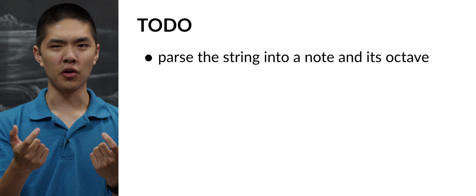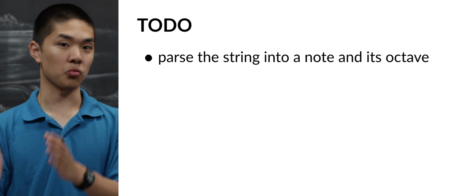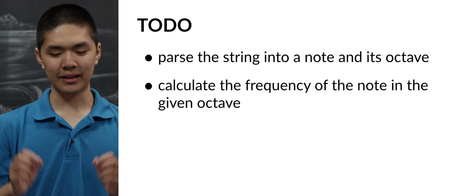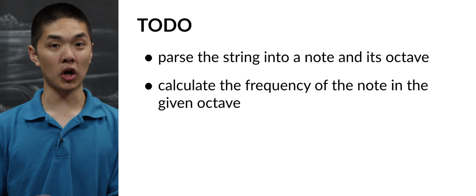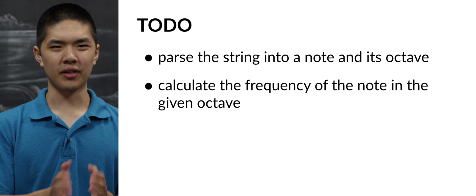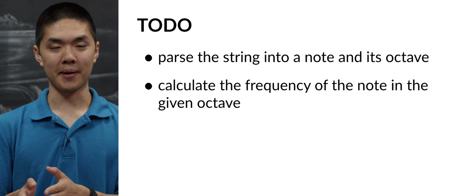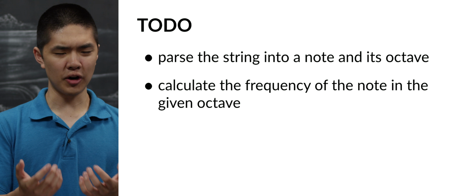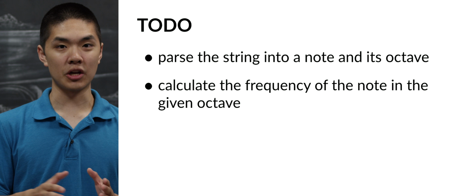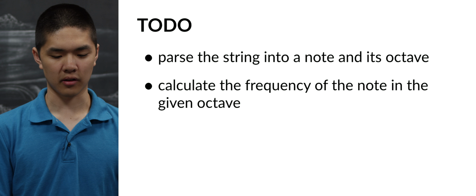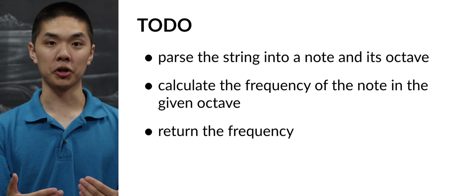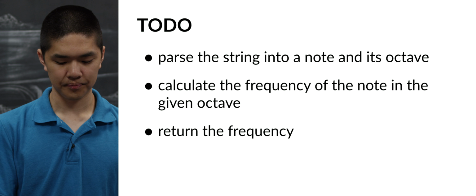But you'll need to figure out where in the string the note part is and where in the string the octave part is. Next, you'll calculate the frequency of the note in the given octave. In music, we say that every note has a different frequency, a different pitch that makes each note sound different from one another. And those frequencies are generally represented in a unit called hertz. More on that in just a moment. And finally, you'll return that frequency as an integer value in hertz back to the user.